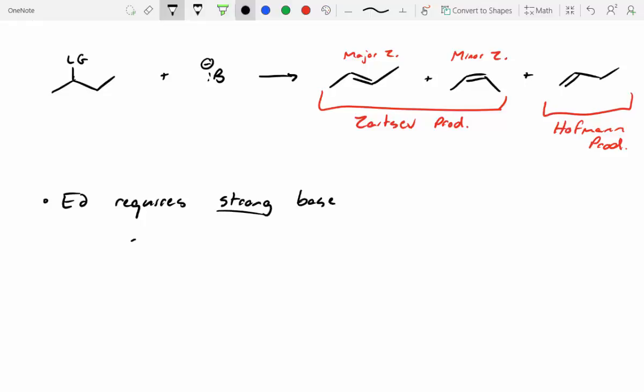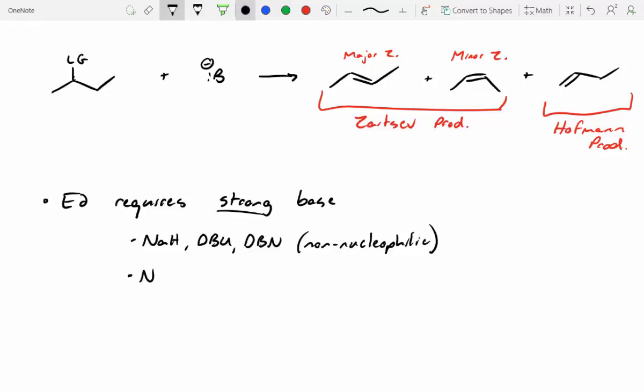And we said that oftentimes good bases are things like sodium hydride, DBU, DBN. And these are all non-nucleophilic. That means that you're not going to observe any competition with substitution chemistry if they're not nucleophilic.